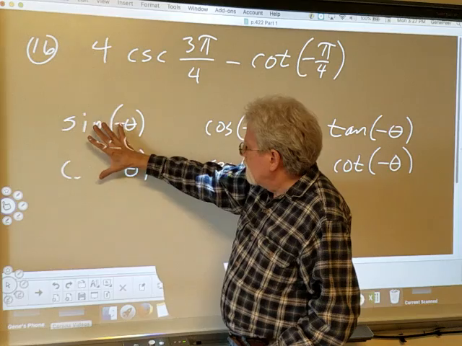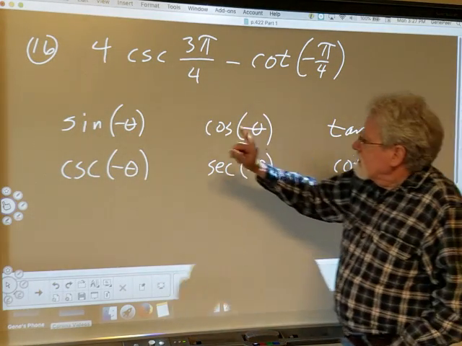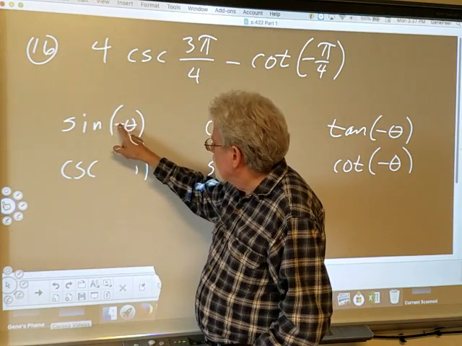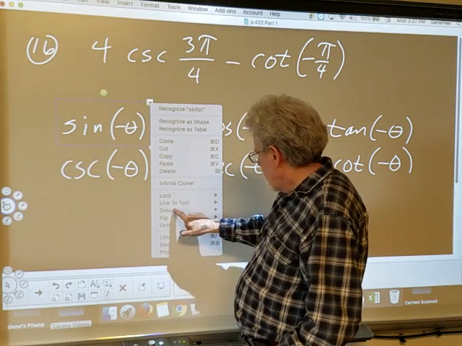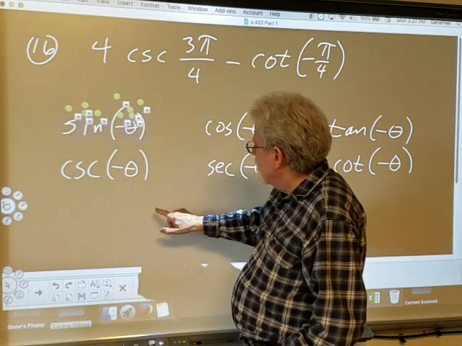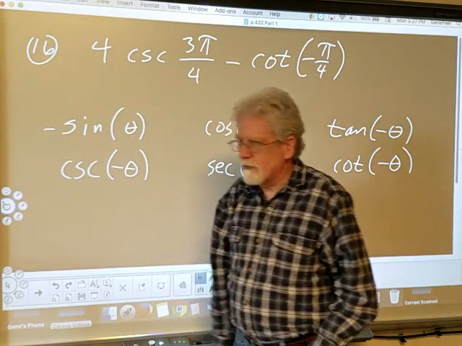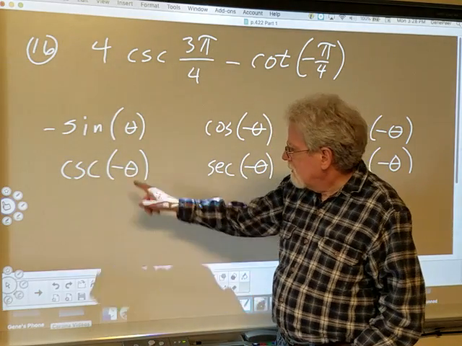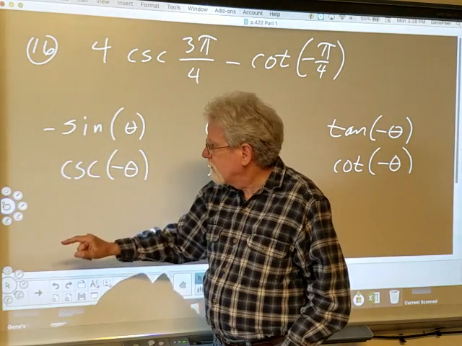For these two and these two, sine of negative theta is equivalent to, can I grab just the negative sign? Not easily. Is equivalent to moving the negative sign out here. The same thing is true of its reciprocal. I'm not going to take time to do it, but I could grab that negative sign and just pull it out.